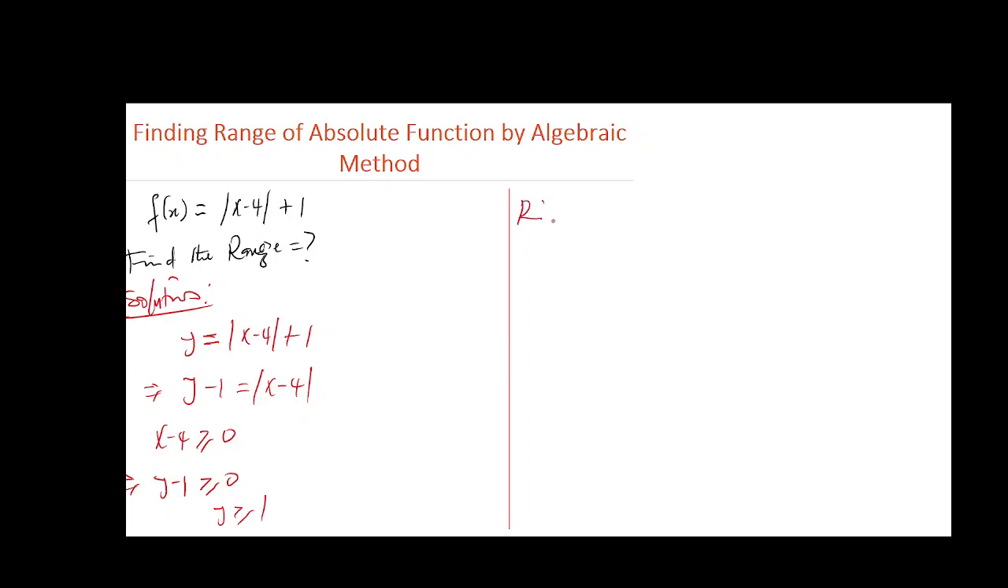We can go ahead to write our range. So we can say that our range is that y is a set of all real numbers, but y must be greater than or equal to 1. Or we can as well write it in interval notation. All right, in interval notation, since 1 is included, we are going to use the square bracket. So y is from 1 to infinity. And that is the answer.